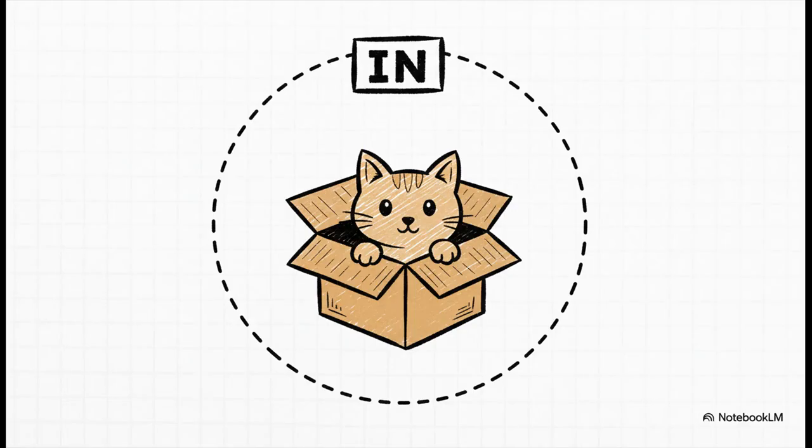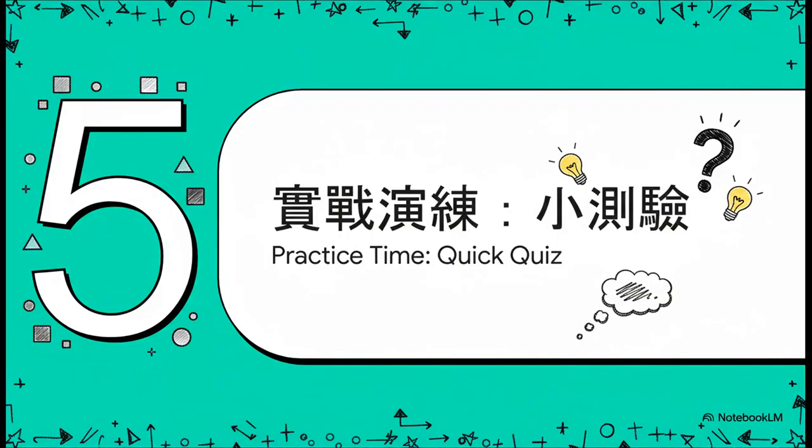A super simple example. The cat is in the box. That tiny two-letter word in is doing some serious work here. It tells us the exact relationship between the cat and the box. Without it, we just have a cat and a box. No connection. All right, enough theory. It's time to put these new skills into practice. Let's do a quick quiz to see how you're doing.